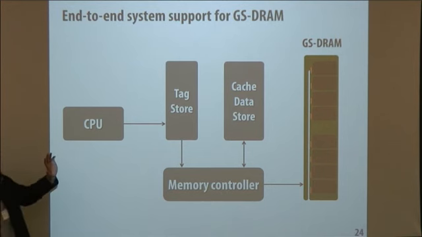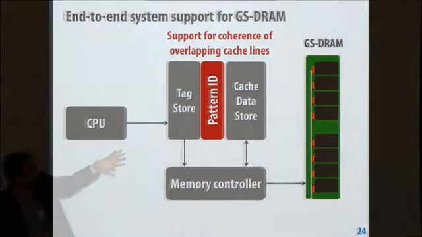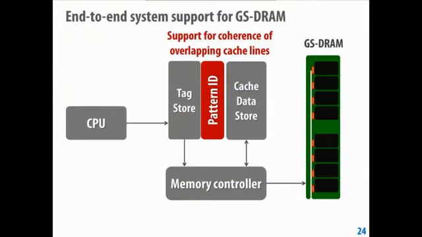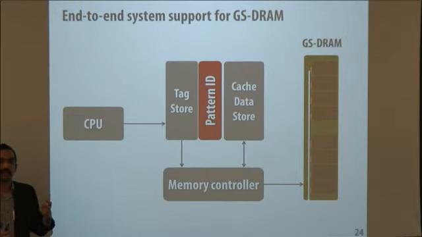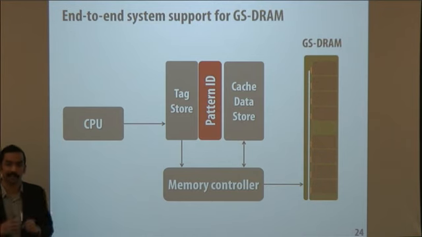To identify these non-contiguous cache lines in the data store, we essentially have to append the tag store with the pattern ID. So each tag entry in the cache will store the pattern ID with which that particular cache line was fetched from DRAM. And we show that this is a unique way of identifying each non-contiguous cache line.